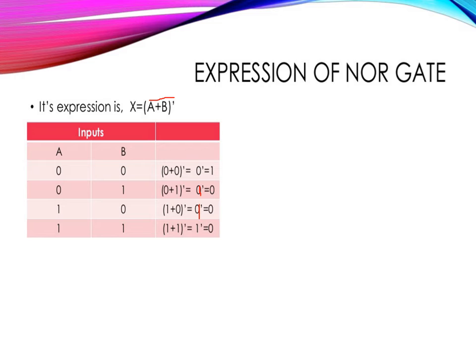Expression of NOR gate is x is equal to a plus b the bar.